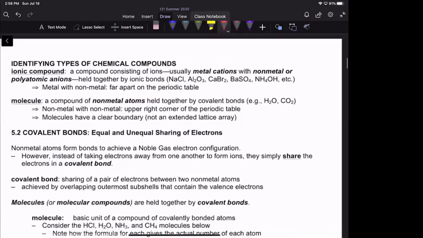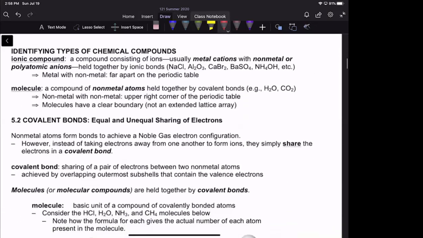All right, so identifying what kind of compound we're looking at. If we have an ionic compound, we're usually going to have a metal with a nonmetal. And when we look closer at ionic compounds, we will see there's also polyatomic anions. Those are charged particles that have more than one atom inside, so they act as a group. And here's an example of one right here.